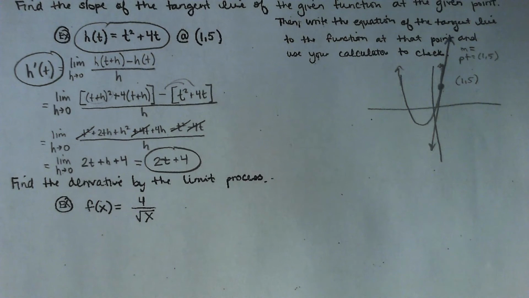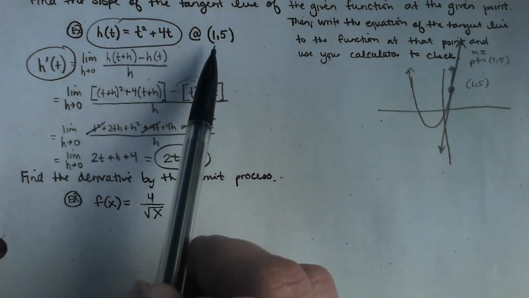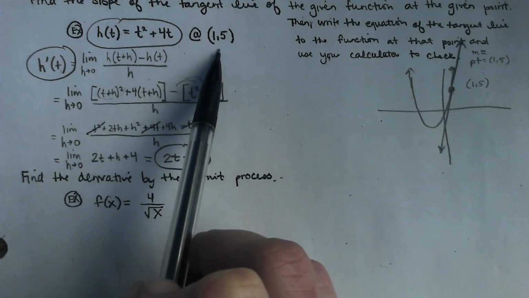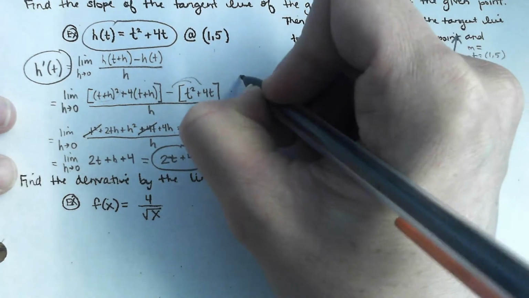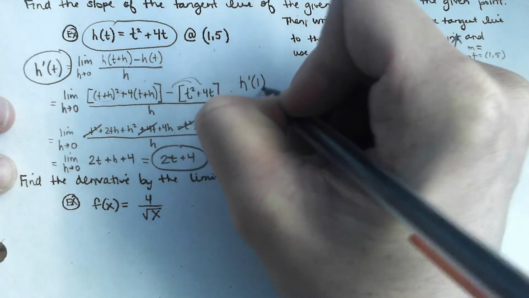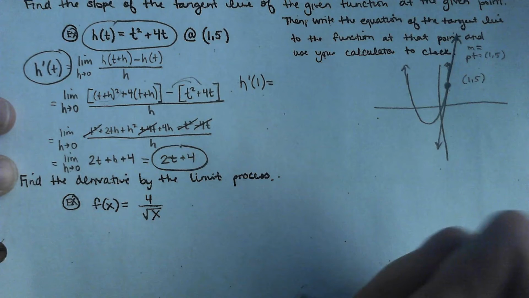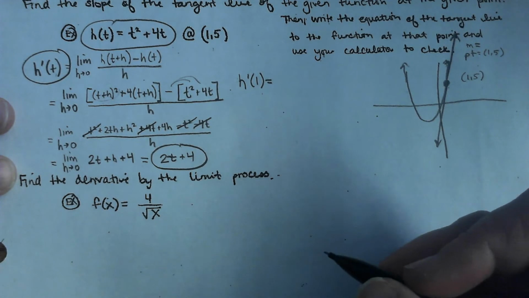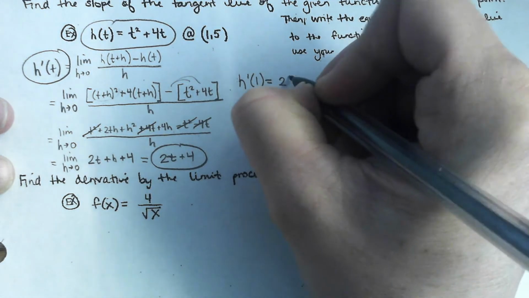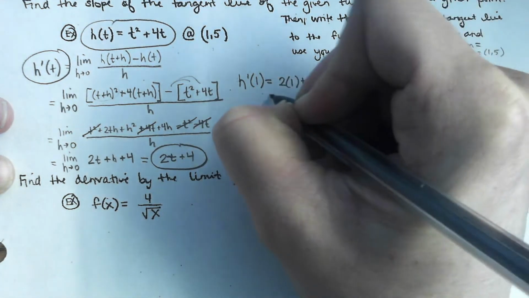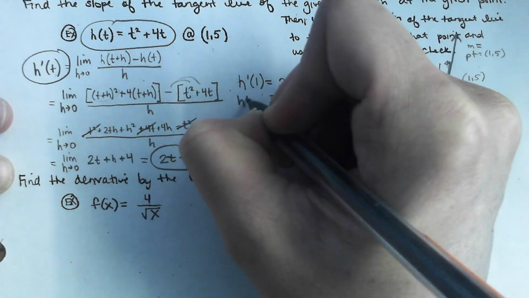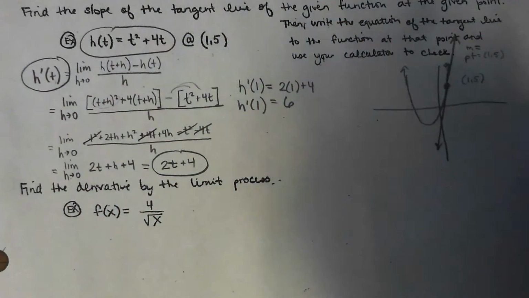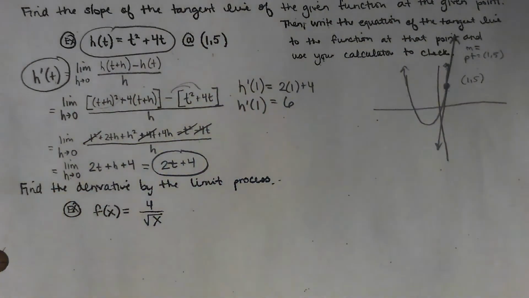So for this one, we're trying to evaluate h prime where? H prime of 1, because that's my x coordinate. So h prime of 1, in other words, the slope of this function at an x coordinate of 1 is 2 times 1 plus 4, which is 6. So my slope right there is 6.